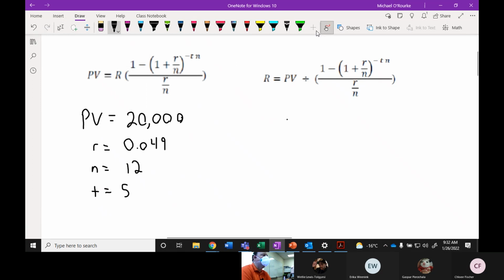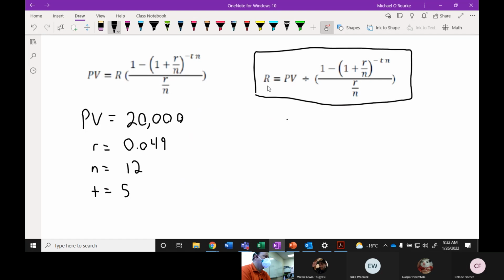Okay, Jenna asked, what's the difference between this one and this one? What are we solving for in the right one here? No, our regular payment. This one we're asking what the present value was. We'll do a question on this one next. PV, present value. Okay. So let's plug it in.